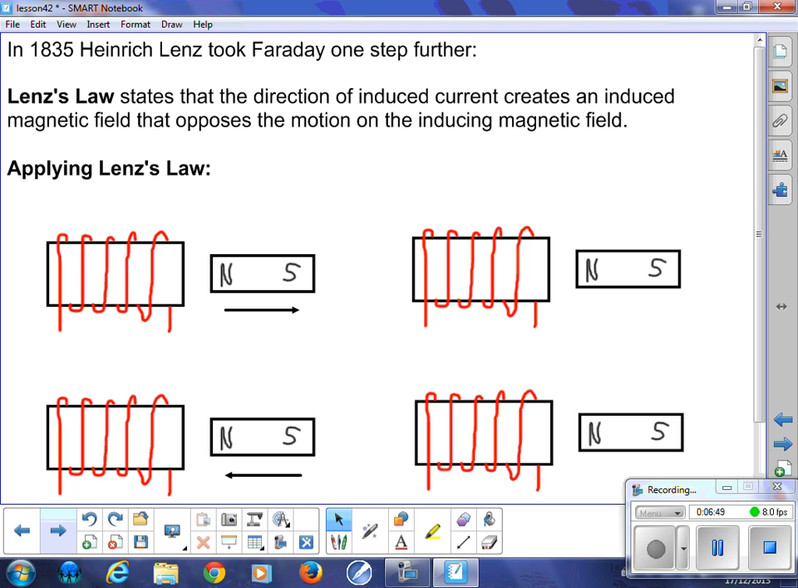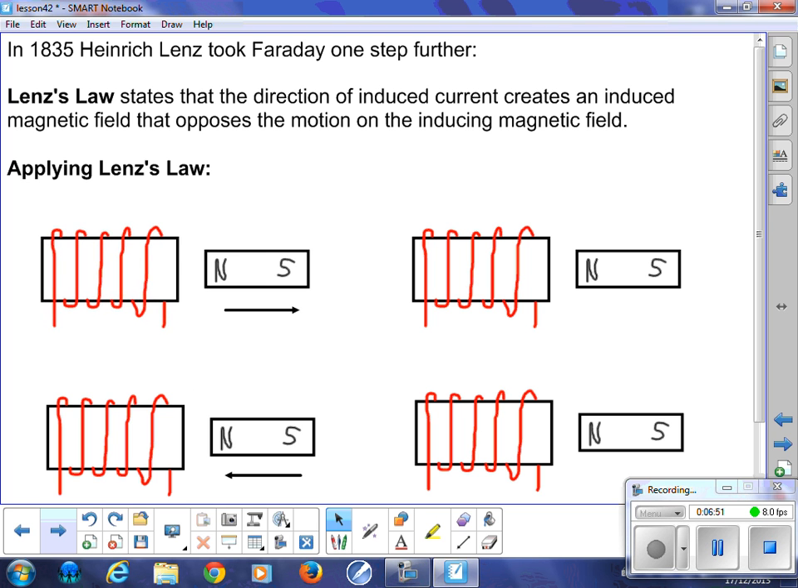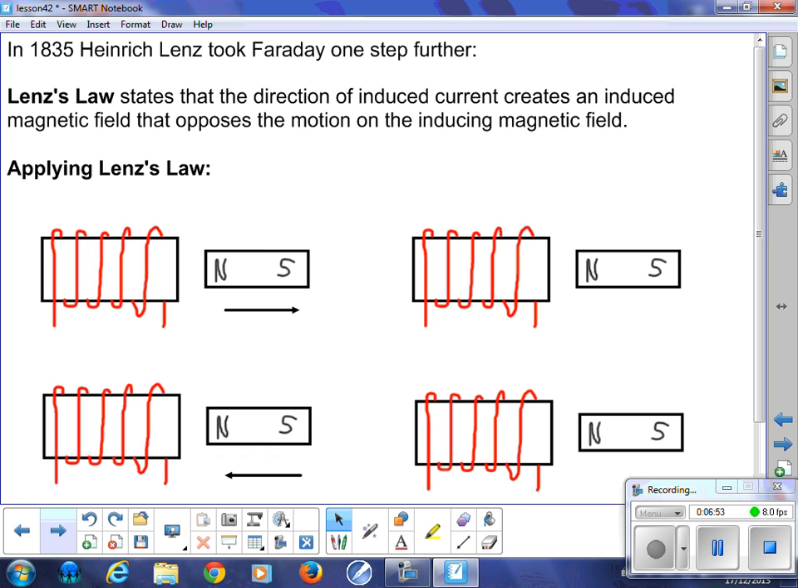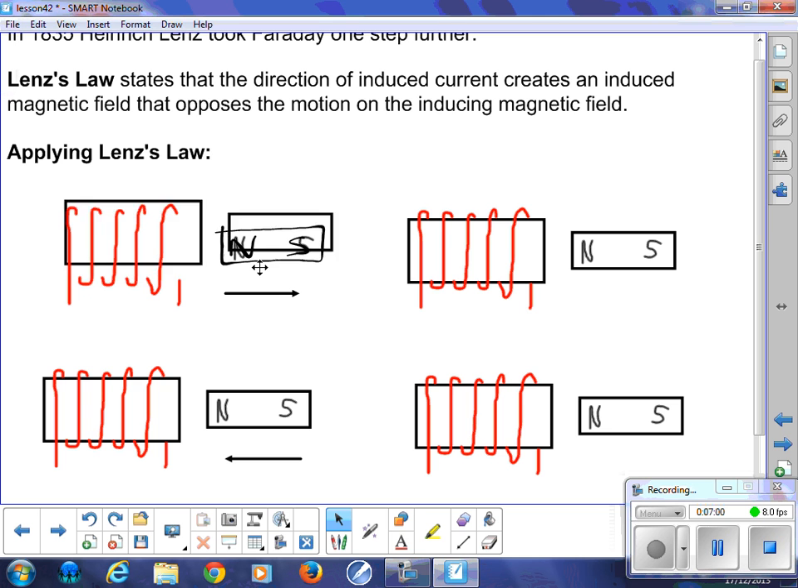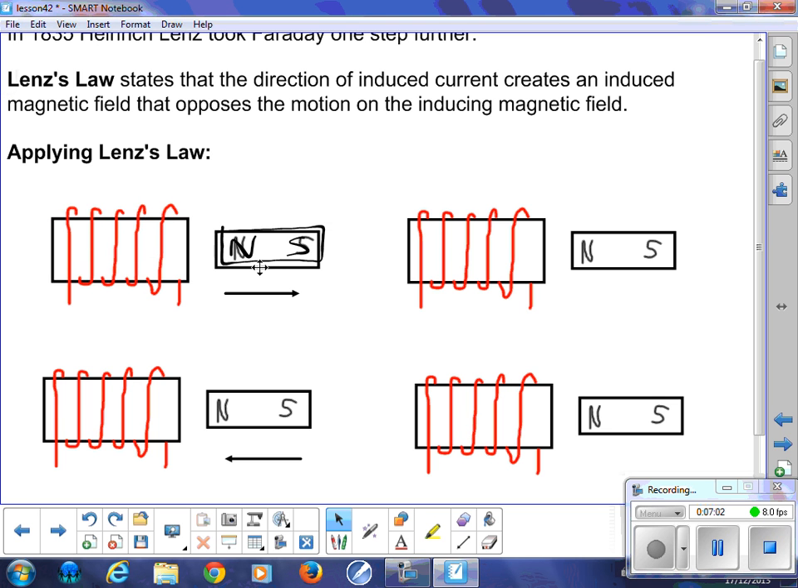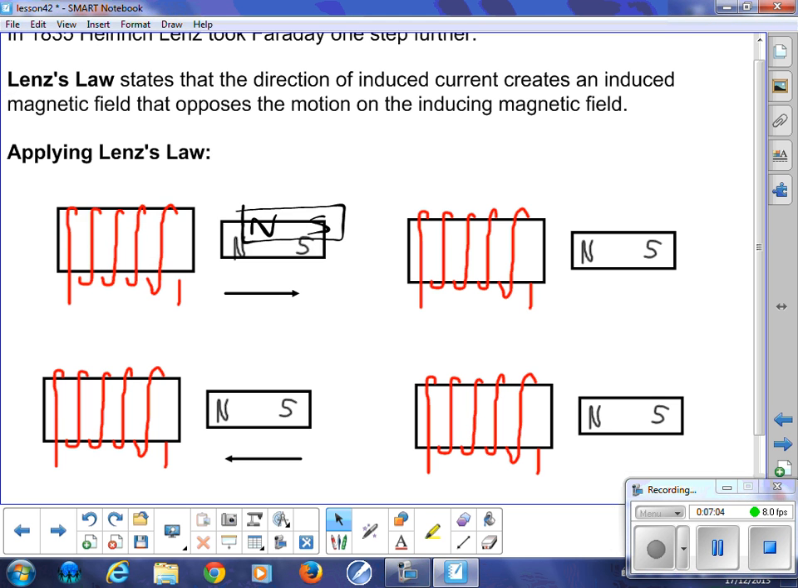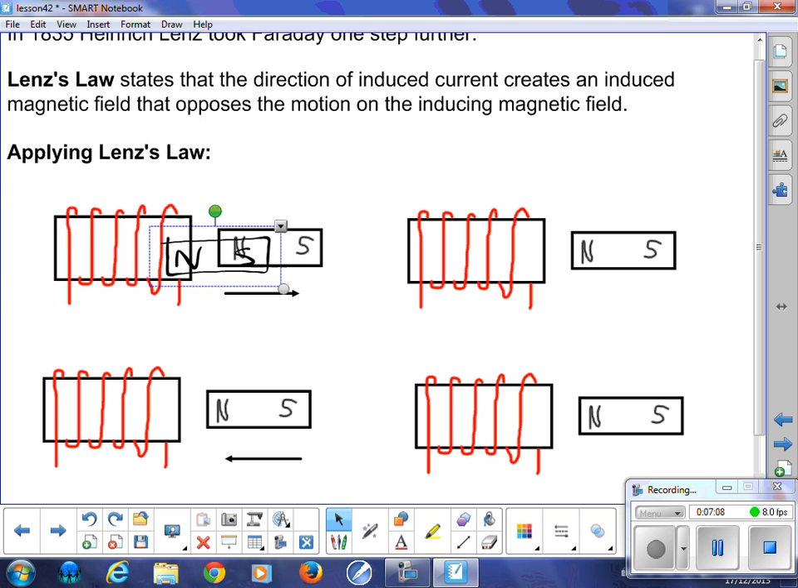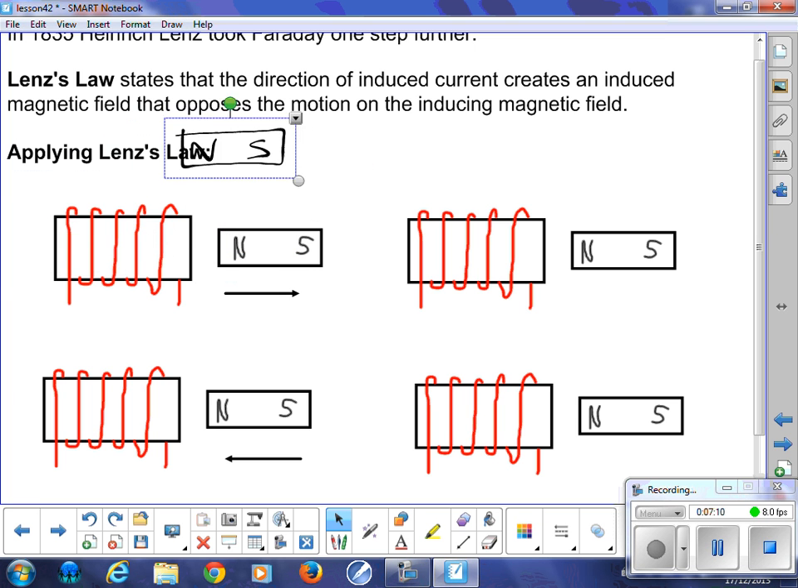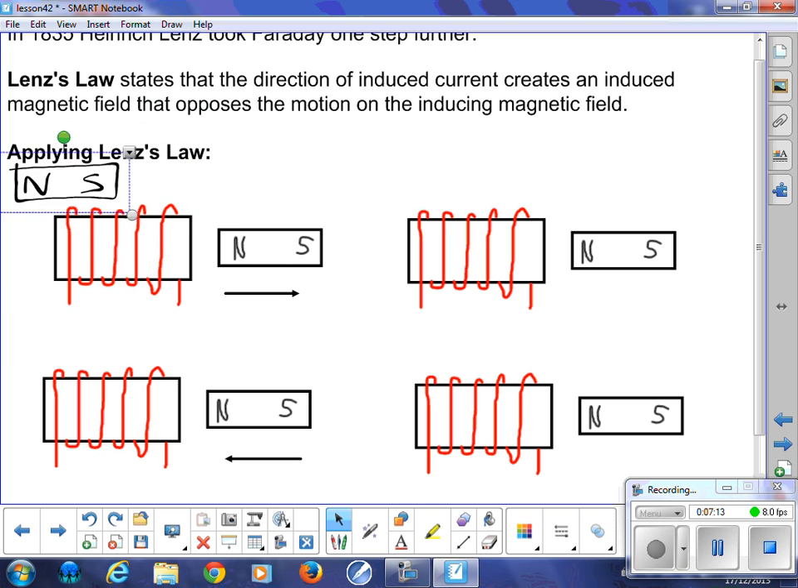Well, if I take my magnet, can't seem to separate it here. Hold on. If you remember back to the Lenz's law lesson, I took my magnet, grabbed the wrong one. So here is my magnet, and I passed it in this direction. Wee! You've got to make the sound effects for it to work. That's exactly how that works.